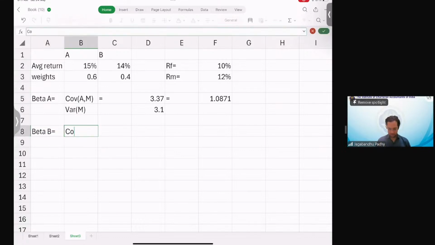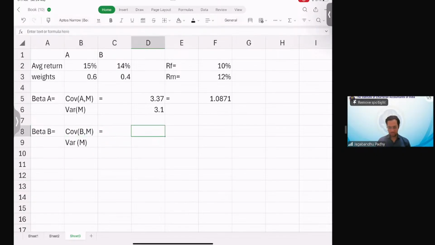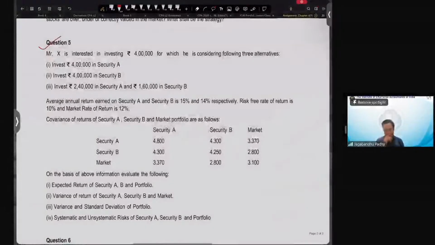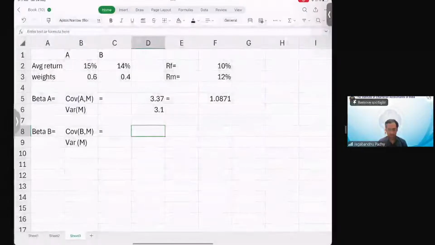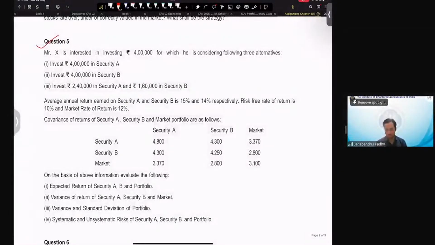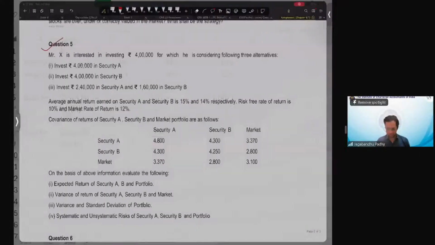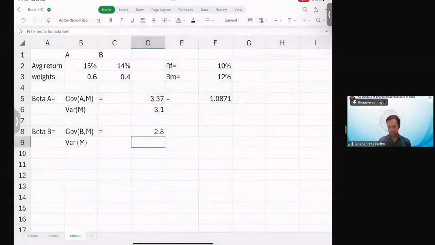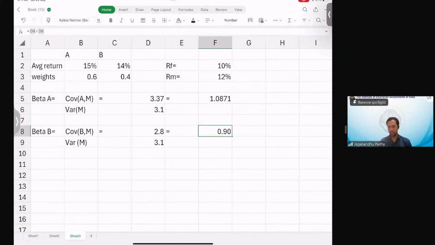Beta of B will be the covariance between B and market on the variance of market. The covariance between B and market is 2.8, and the variance of market is anyways 3.1. We get the beta as 0.9032. Beta of A is 1.087. Beta of B is 0.9032.